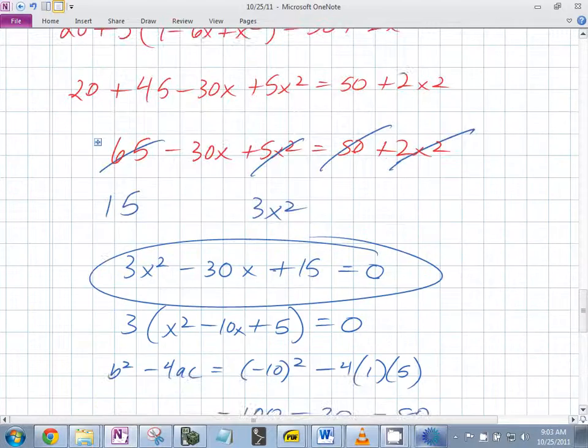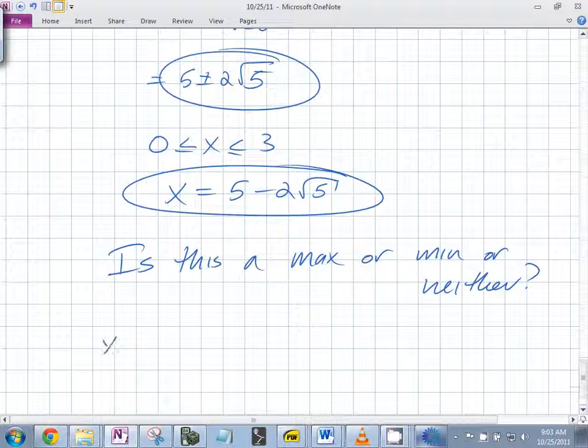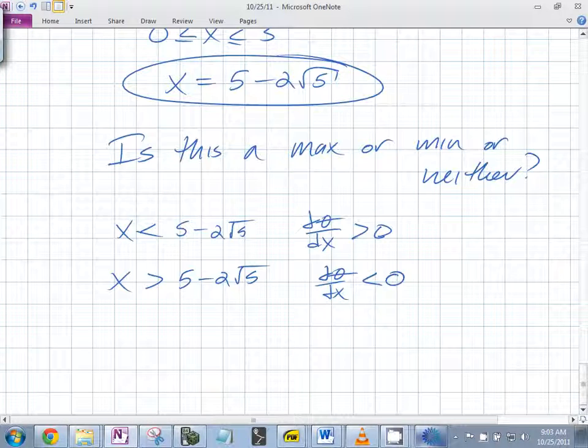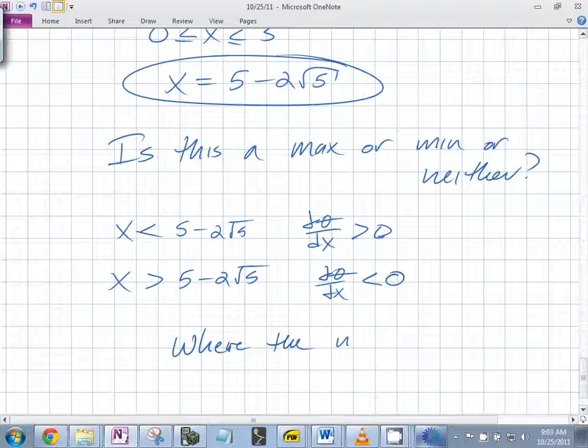If you do the first derivative test, you can estimate the value. If x is less than 5 minus 2 root 5, d theta dx turns out to be positive, if this is truly going to be a maximum. And if x is greater than 5 minus 2 root 5, d theta dx turns out to be negative. So this is therefore where the max theta occurs. This is not where the max x occurs. This is where the max theta occurs.